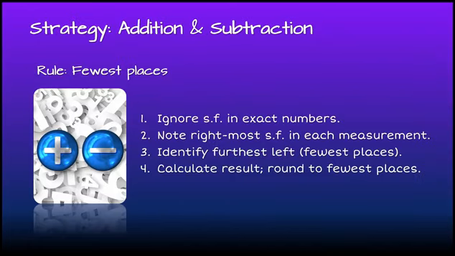For calculations involving any combination of addition or subtraction, we want the fewest places. Our strategy is to label the places in each value. If the value is exact, we'll note this as exact so we remember to ignore those places. We'll then identify the value having the fewest places as the one where its final sig fig is the furthest to the left. Then round the calculated result to the fewest number of places coming from these values.